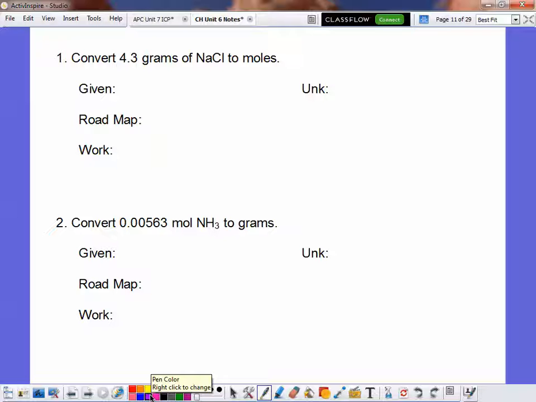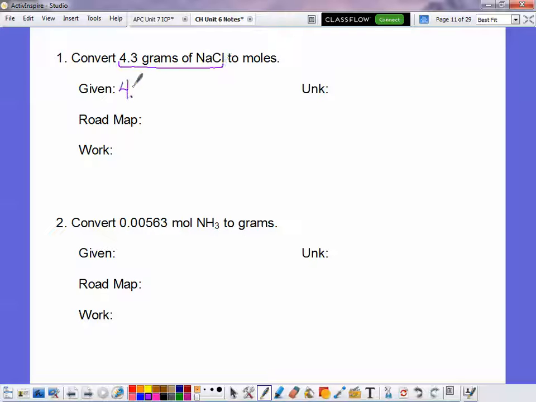Number 1, we're going to convert 4.3 grams of sodium chloride, NaCl, to moles. So it helps if we write out our given and our unknown, UNK means unknown, and kind of map out how we're going to do the problem before we do it. Kind of organize our thoughts. Kind of like in English, you might do an outline before you actually write your essay. We're going to outline how we're going to do the problem before we do it. It'll help you, okay?